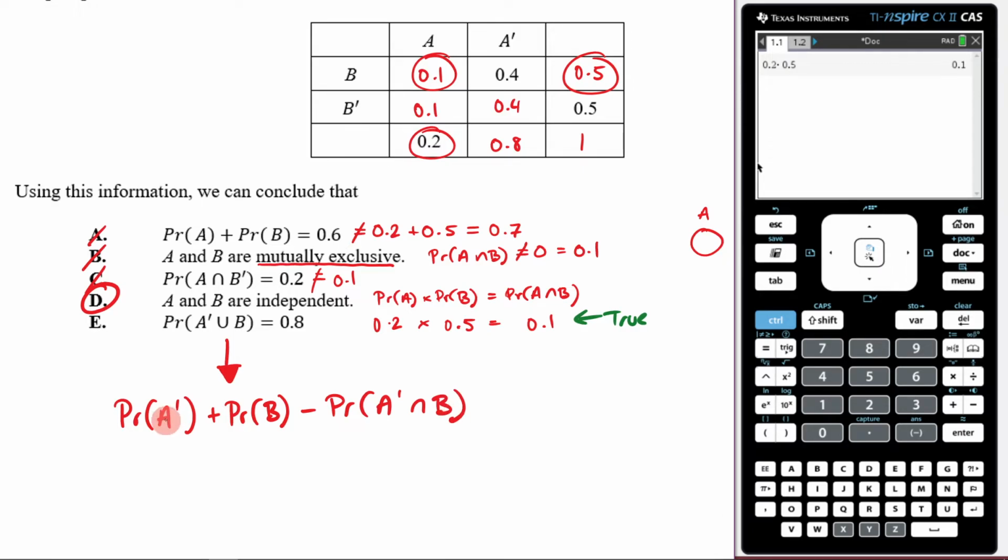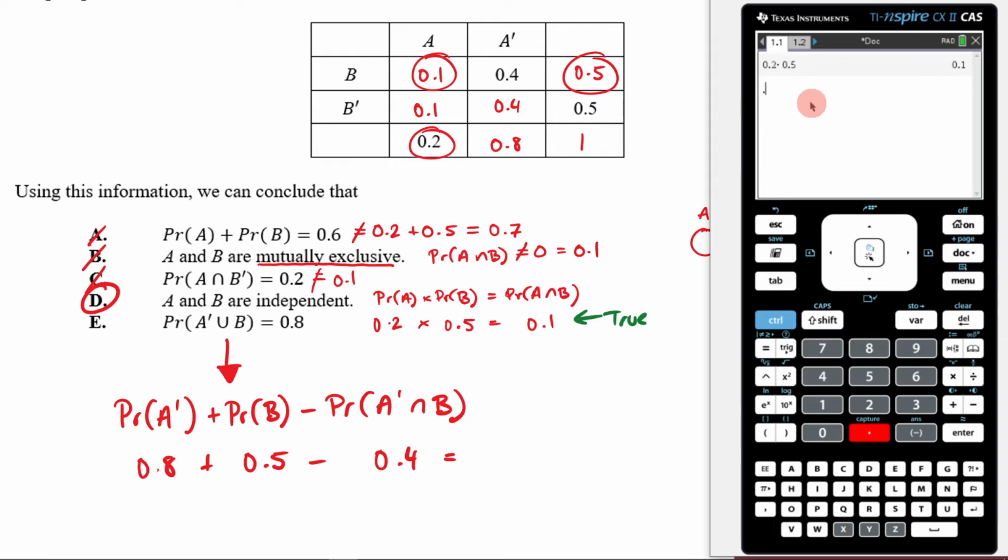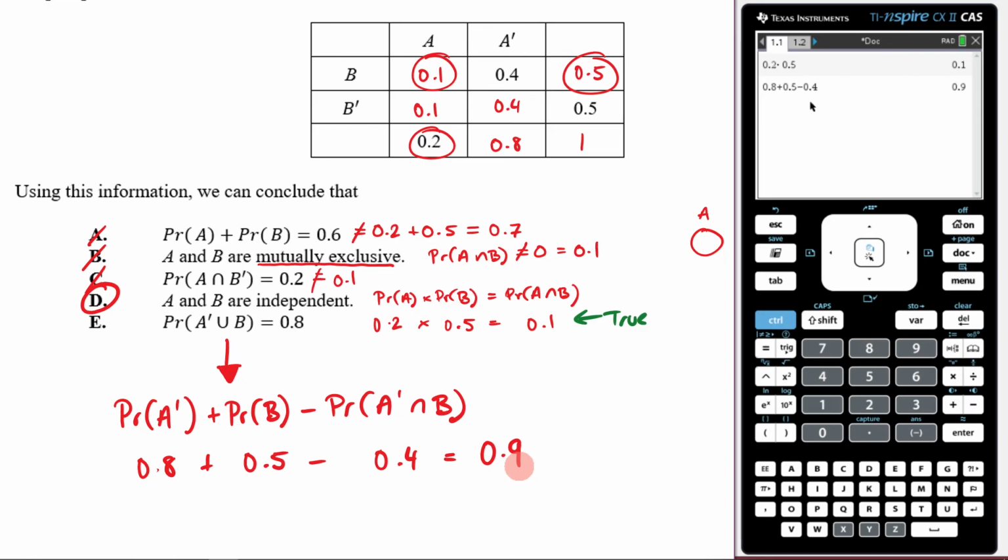Now, the complement of A is 0.8. The probability of B is 0.5, and we're subtracting their intersection, which would be 0.4. Now, this shouldn't be equal to 0.8. If it is, we're in some real trouble, people. All right, 0.8 plus 0.5 minus 0.4. That looks like it's going to be 0.9. It is 0.9. So therefore, that is also not true. That is not equal to 0.8.